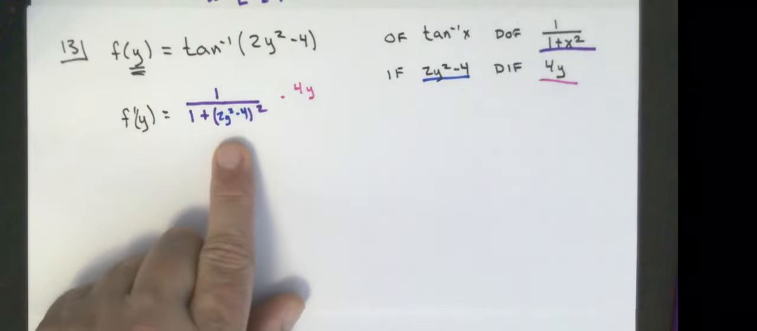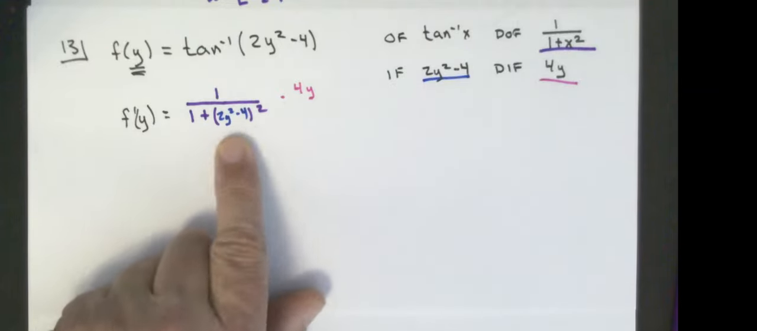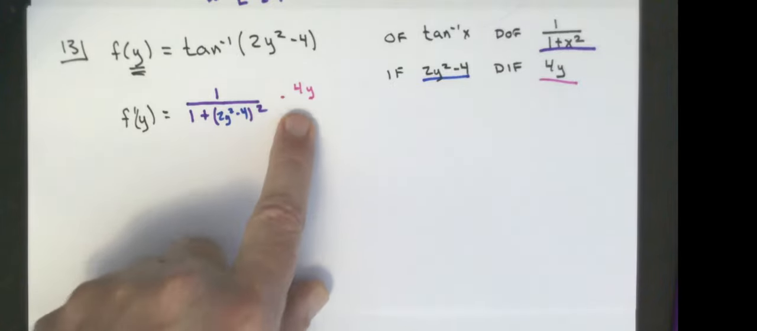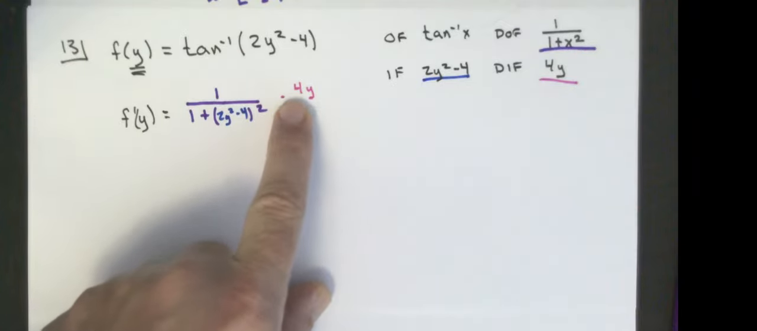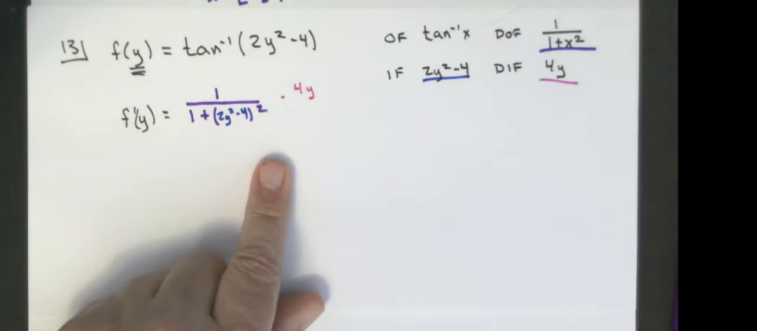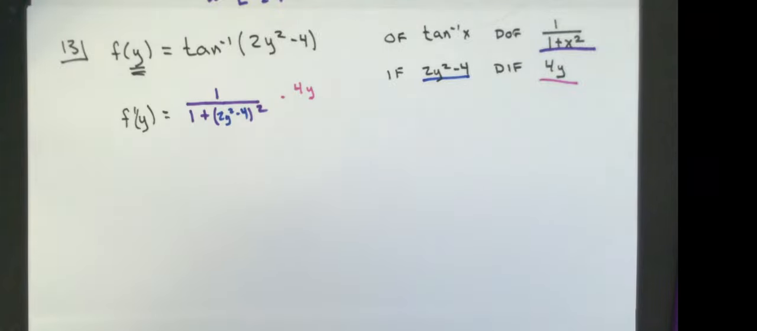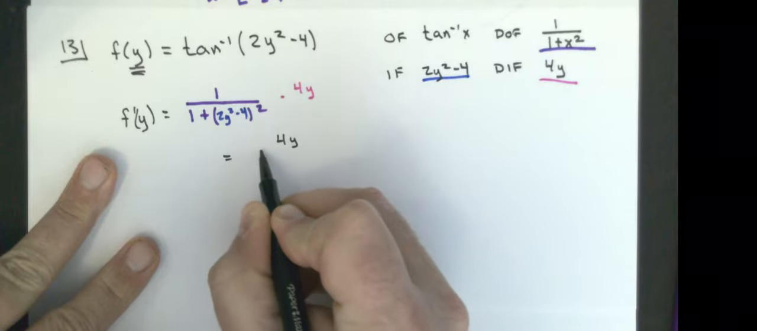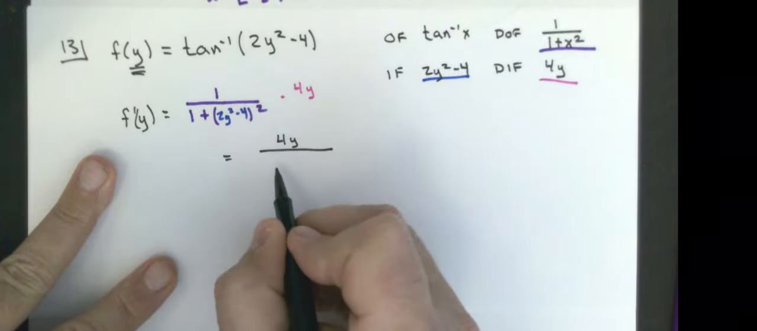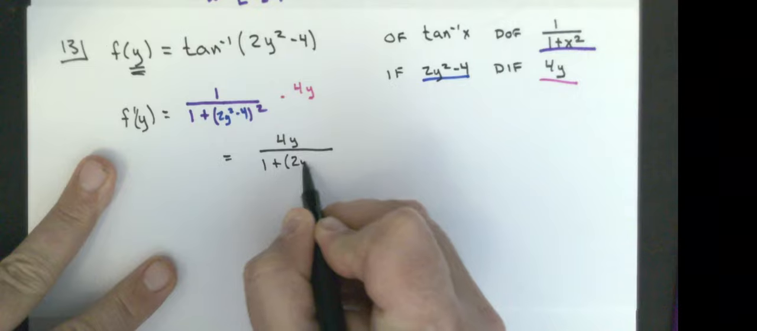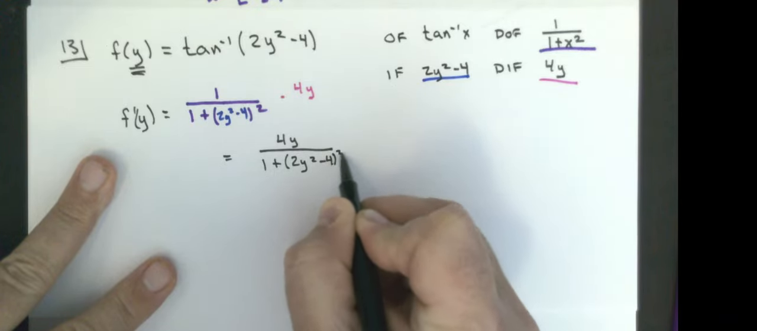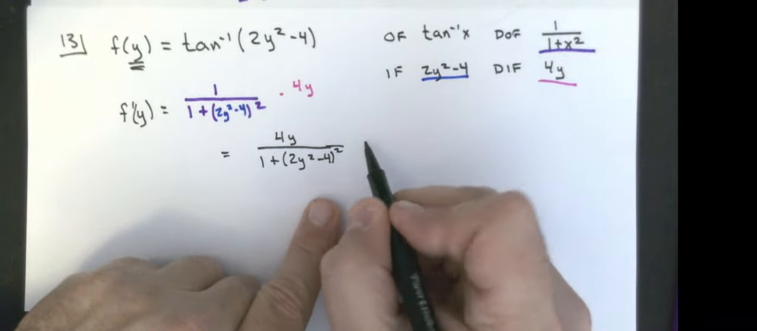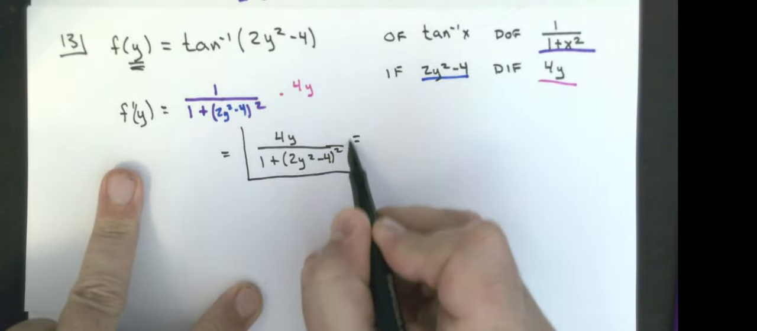I want to point out here, there's no reason for me to have to square this thing out, because if I square this out, I'm going to get a 16 plus 1, which is a 17. And 17 does not have a factor of 4, so there would be nothing that would be able to cancel. So the way I would write my final answer in this case would be 4y over 1 plus 2y squared minus 4 quantity squared. Okay. If you did want to multiply it out, so I'm going to call this a final answer.